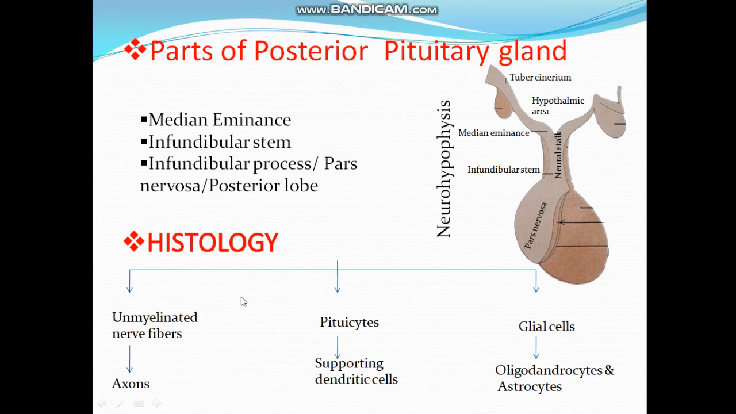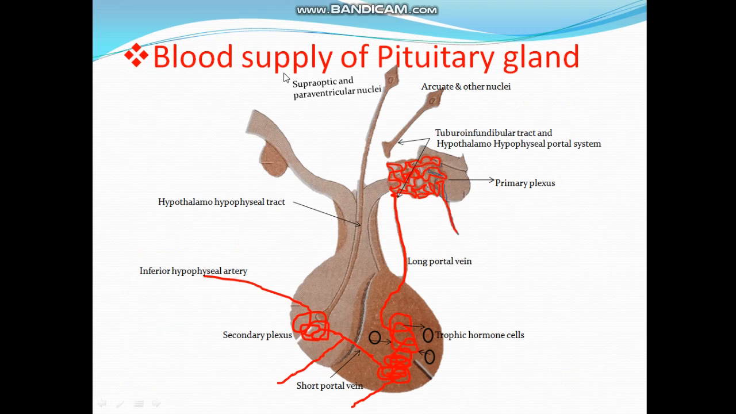of the hypothalamus. Now come to the blood supply of the posterior pituitary gland. So the posterior pituitary gland basically receives its blood supply from the circle of Willis. Come to the anterior pituitary gland.